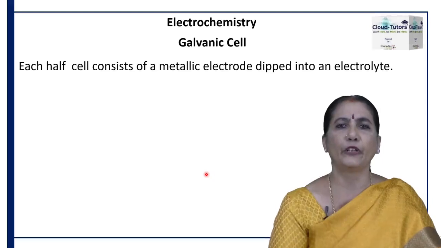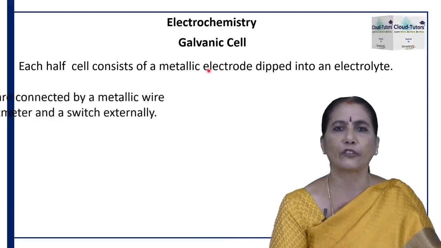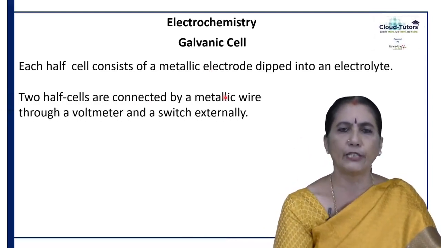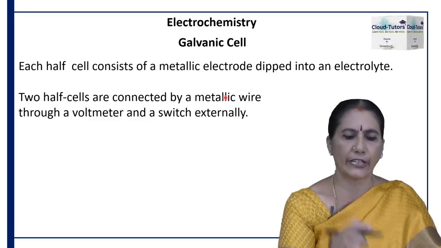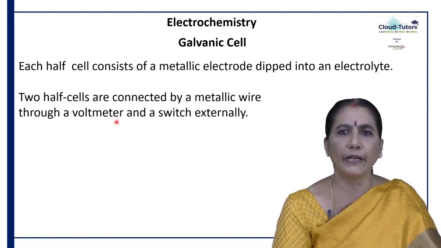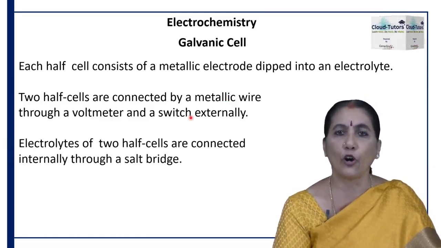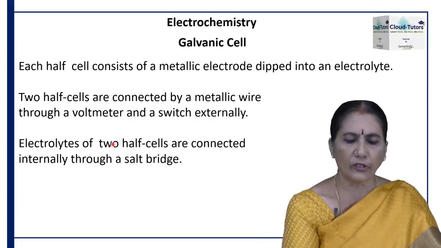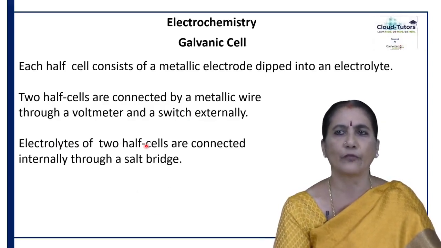Each half cell, if you take up, consists of a metallic electrode which is dipped into the electrolyte. And the two half cells are connected by means of a metallic wire. Again, you make use of a device called a voltmeter, and then you also have an external switch to switch on and switch off. The electrolytes of the two half cells are of course connected internally by means of a salt bridge.